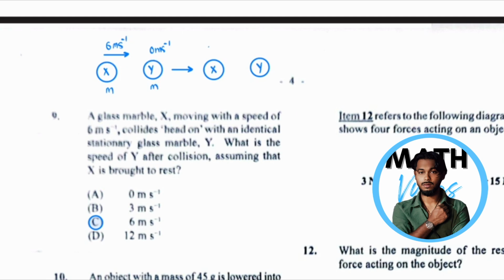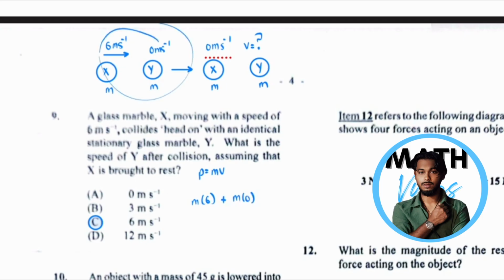After the collision, marble X is now at 0 meters per second. The mass remains the same, right? For marble Y now, we want to find its velocity after. So we don't know what that is. So we don't know what V is for this one. So V is equal to unknown. And remember that the mass is the same, so M. So the momentum before, remember momentum is mass by velocity. And so for X before, it's going to be M by 6 plus M by 0.